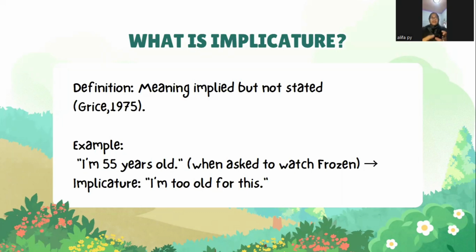For example, someone asks, "Hey, do you want to watch Frozen?" And the person replies without saying no, and just replies, "I am 55 years old." They don't say no, but the answer suggests, "Oh, I don't want to. I think that Frozen is for kids." So implicature is not about lying. It's about implying something using context. So we can understand the meaning because we know what people usually mean in that particular situation.